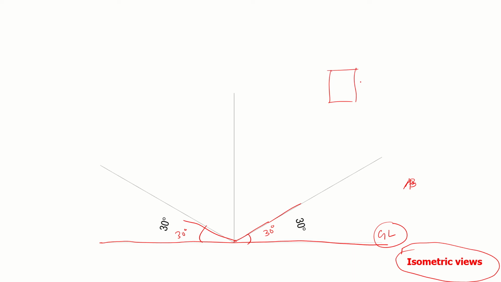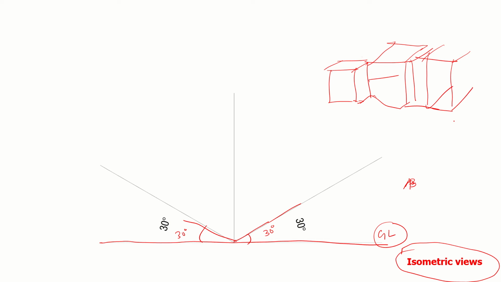You have buildings, somebody shown a drawing like this. Probably what he has done is he has taken only this as 30-degree line and others are straight lines. We need both the sides. You should take 30-degree line on both the sides. Don't make this kind of mistakes.